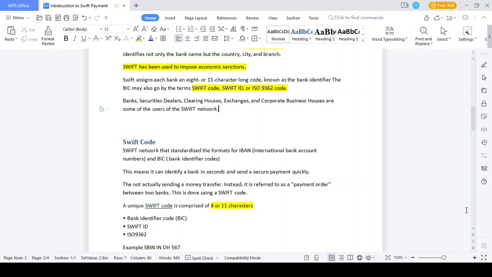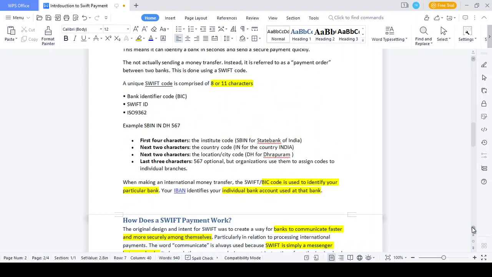Example, SBI India: SBININDH564. This is one kind of SWIFT code. The first 4 characters are the institution code, SBIN, State Bank of India.